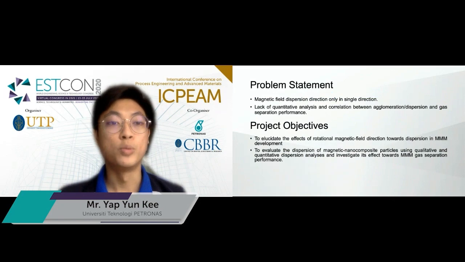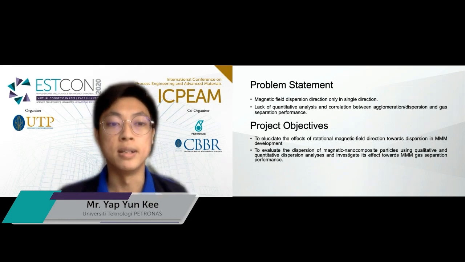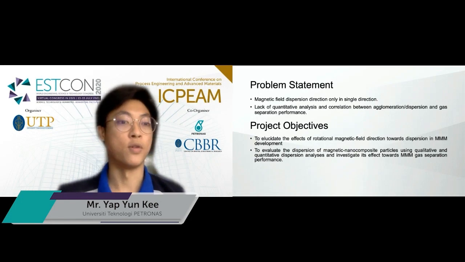So we have two problems and objectives here. The problem statement is, magnetic field dispersion direction is usually conducted only in a single direction. Secondly, there is a lack of quantitative analysis and correlation between agglomeration or dispersion and gas separation performances. For our objective, we want to elucidate the effects of rotational magnetic field direction towards the dispersion in MMM development. We also want to evaluate the dispersion of magnetic nanocomposite particles using qualitative and quantitative dispersion analysis and investigate its effect towards MMM gas separation performance.